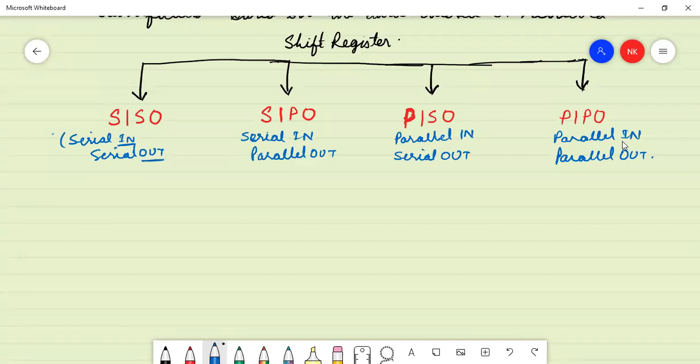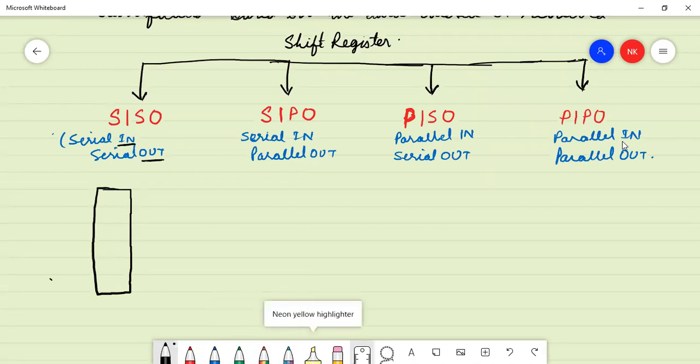As the name suggests, all the data will get input serially, and serially we will get the output. Okay, so how can we represent that? Let us assume there is a 4-bit register, or 4 flip-flops. I am just drawing a block.